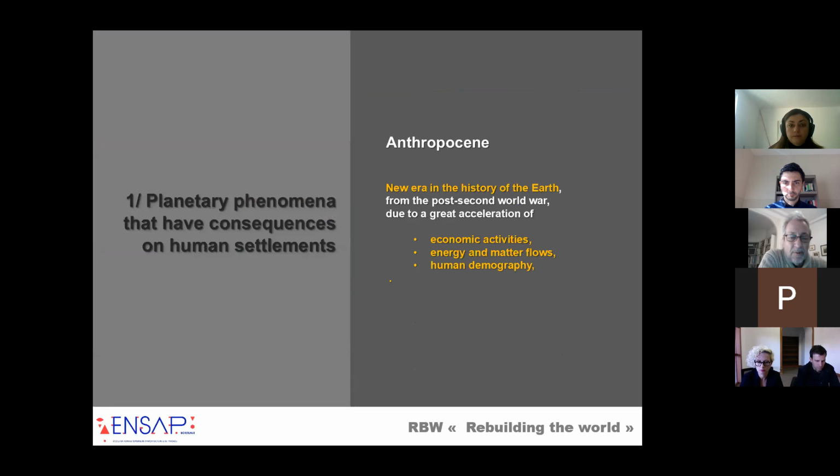The first group of concepts, the planetary phenomena. Well, the Anthropocene, of course, it's very important to be conscious of this new era in the history of the Earth. We can say that it starts after the Second World War, and is due to the great acceleration of economic activities, energy and matter flows, and human demography. It's the first time that there is a geological change in the Earth due to human activity.